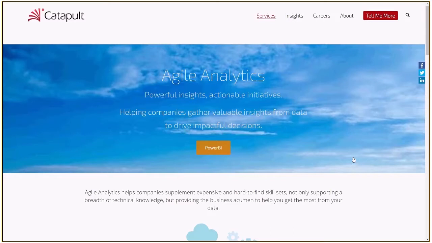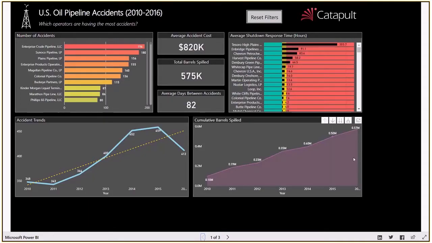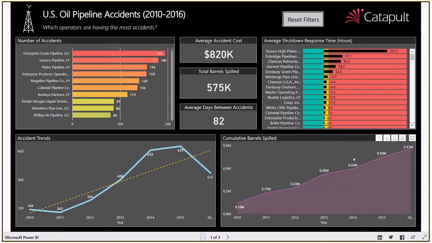What I'll be demonstrating today is basically an example of one of the end products of this particular solution. So let's go ahead and jump into it. What we're looking at here is a Power BI dashboard. The data in question is public data that came from the Department of Transportation. This is a data set of U.S. oil pipeline accidents over a 7-year period. So it's a pipeline safety insights dashboard, each page of which is designed to answer one particular question. So let's dive right in.